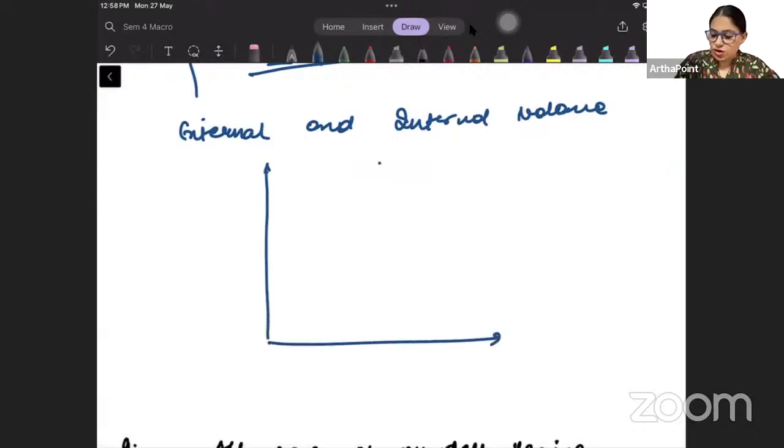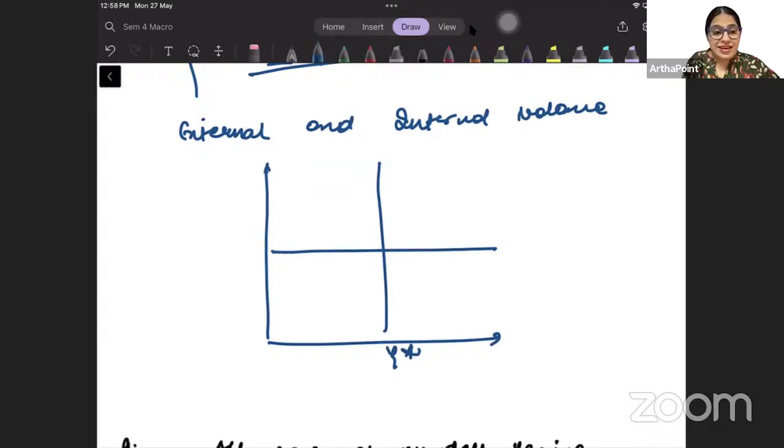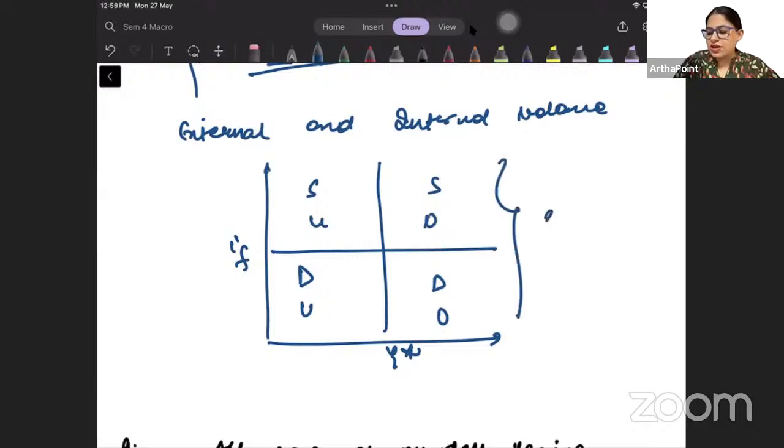You will draw this diagram, right? You will say that this is your equilibrium income level, this is your equilibrium interest rate, and you will explain all four phases. Here there is deficit and unemployment, deficit and overemployment, and so on. Surplus and unemployment, surplus and overemployment. You will explain all those 4 cases. This will be the answer to this question.